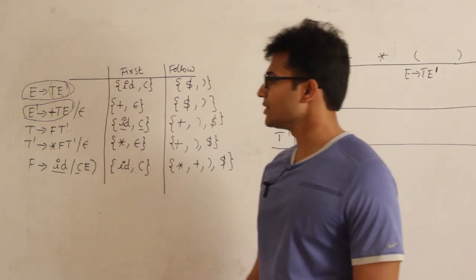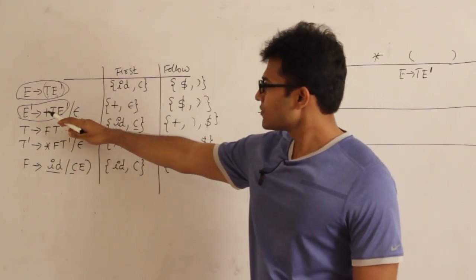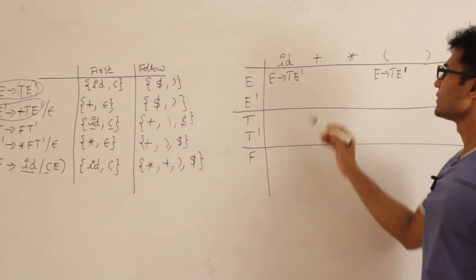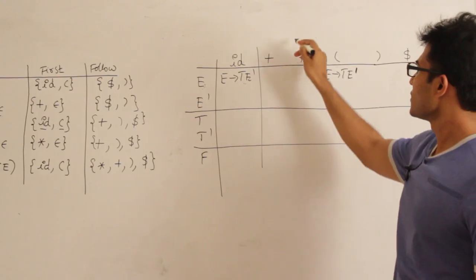Now let's look at this production, this one. Where are we going to place this? In the E dash row. Why? Because whenever we see E dash, I am going to choose this production. Under which column? See this? Now these are the columns.